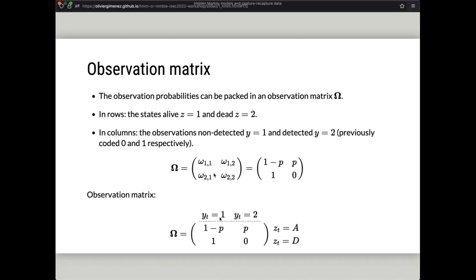So at T, if you're alive, then at the same sampling occasion at T, everything happens on the same sampling occasion, you can be non-detected with probability 1 minus P or detected with probability P. Again, in rows, you have the states, and in columns, you have the observations, non-detected and detected. Now, if you're dead, that's the second row, or two. Okay, if you're dead, you are non-detected with probability 1 and detected with probability 0.